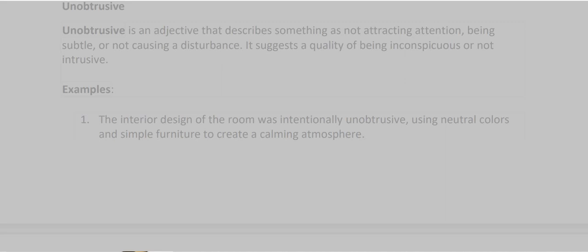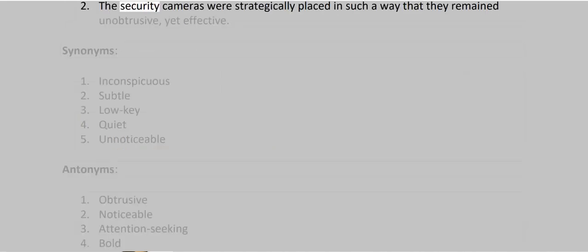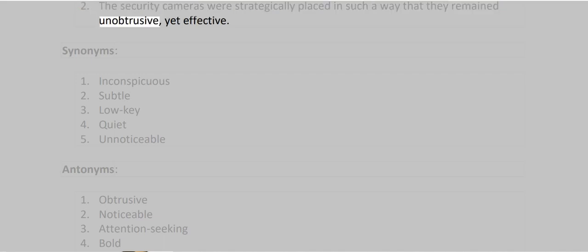Unobtrusive. Unobtrusive is an adjective that describes something as not attracting attention, being subtle, or not causing a disturbance. It suggests the quality of being inconspicuous or not intrusive. Examples. 1. The interior design of the room was intentionally unobtrusive, using neutral colors and simple furniture to create a calming atmosphere. 2. The security cameras were strategically placed in such a way that they remained unobtrusive, yet effective.